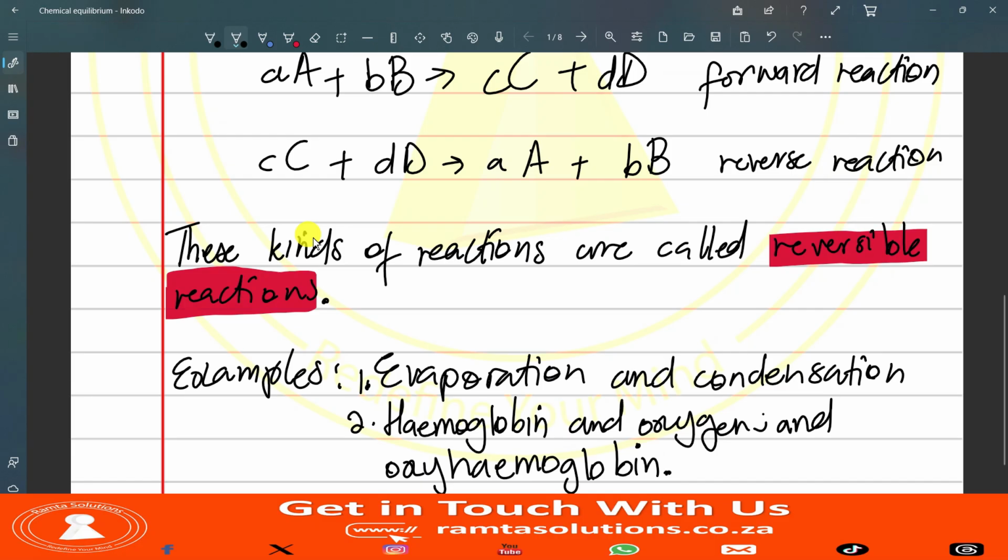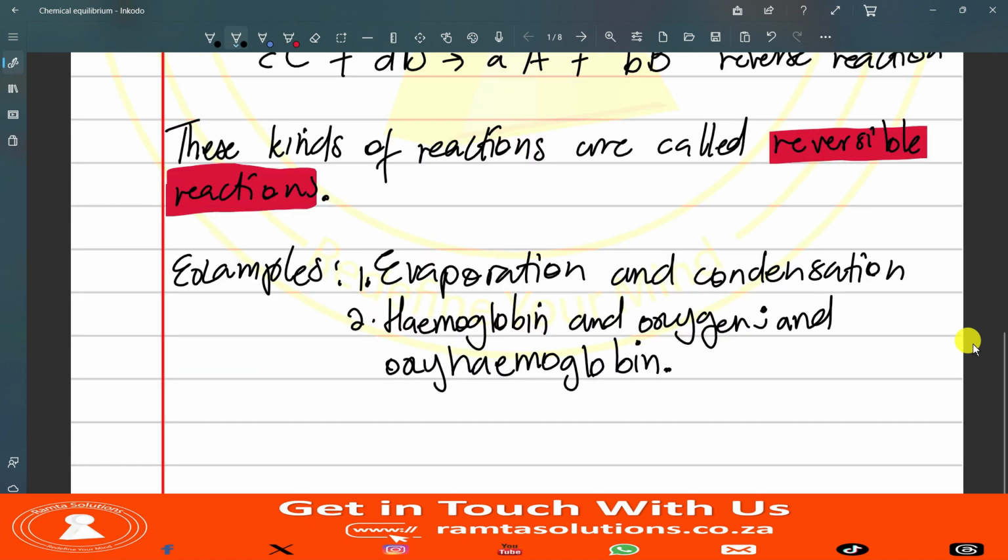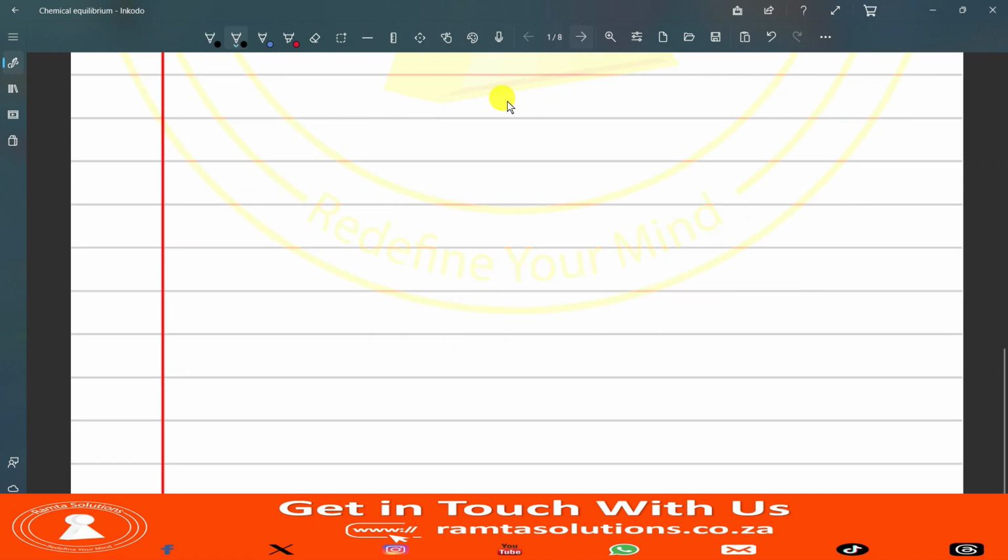I'm going to show them as chemical equations later. Now we are then going to give you some definitions. Let me go to the next page.